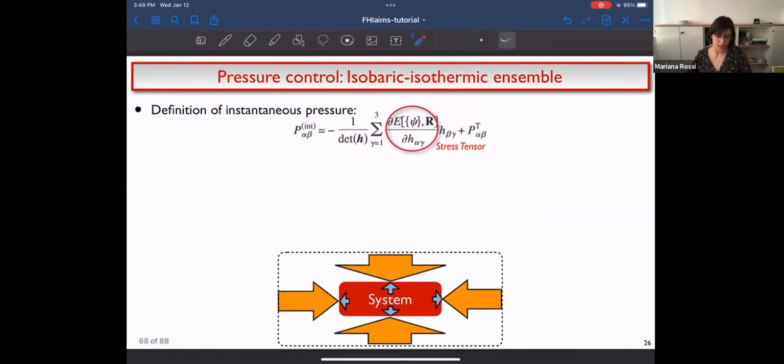Okay, a few words on pressure control. So if you want to control the pressure in order to then get the NPT, so isobaric and isothermal ensemble, then you have to do something more, right? First, you have to calculate the pressure somehow in your system, and the definition of the instantaneous pressure is given here. This term here specifically is the stress tensor.